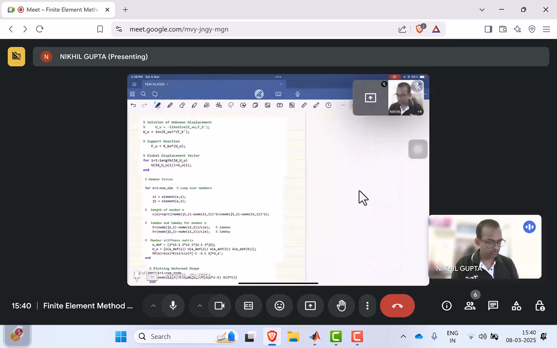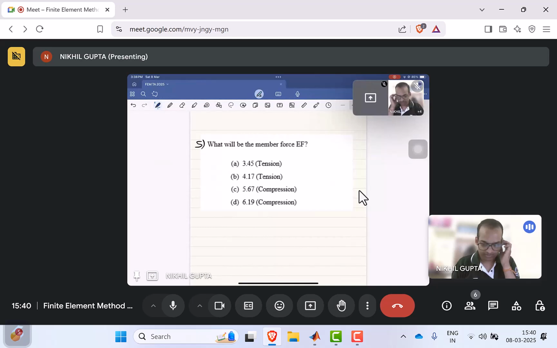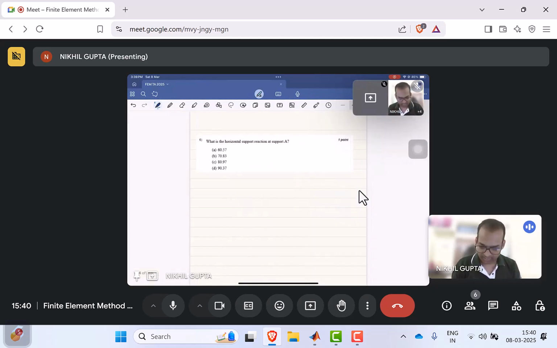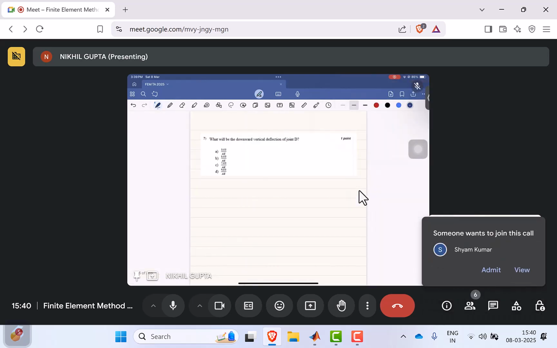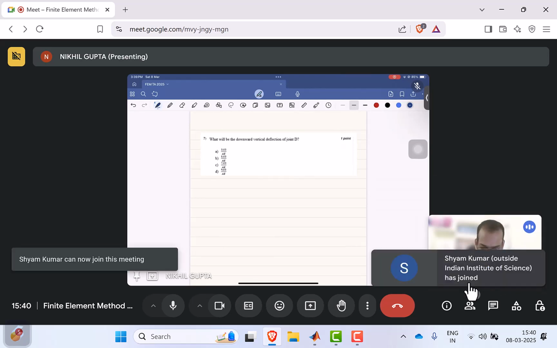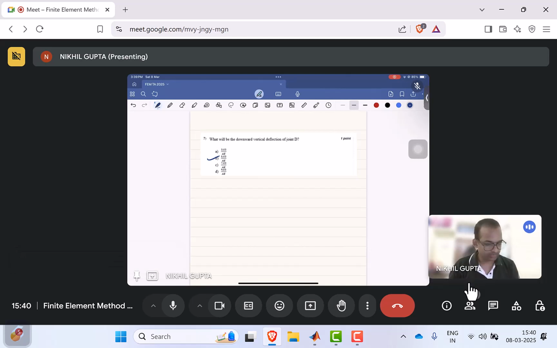Okay. So the answer which you have got for this is 4.17. For the sixth one it is 70.83, and for the seventh question it is 5. Since they have mentioned A, you can directly substitute A as 1 and get the solution.